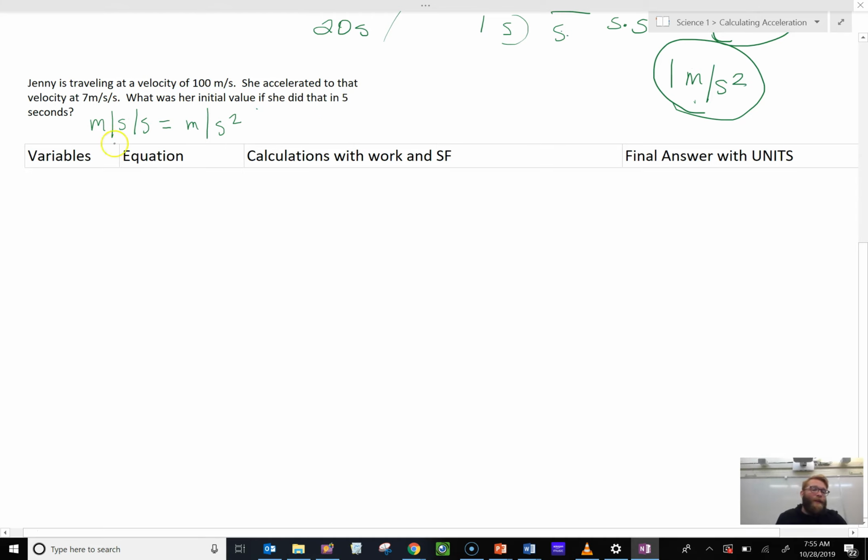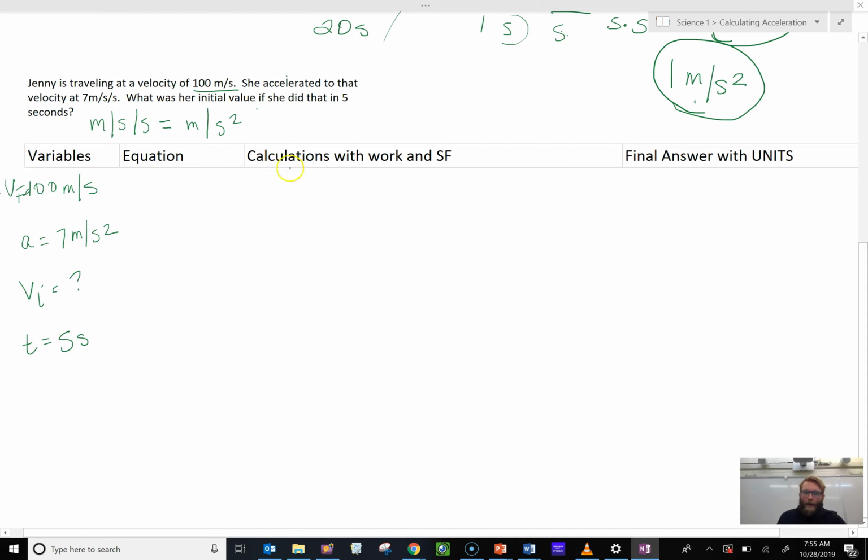Let's go through what we know in the question. Jenny is traveling at a velocity of 100 meters per second, so our variable for that is 100 meters per second, and that is our final velocity, because she's traveling at that speed at that point in time. She accelerated to this velocity at 7 meters per second, so that's actually our acceleration, 7 meters per second squared. We're asked to find her initial velocity, given that she did all of this in a time of 5 seconds.